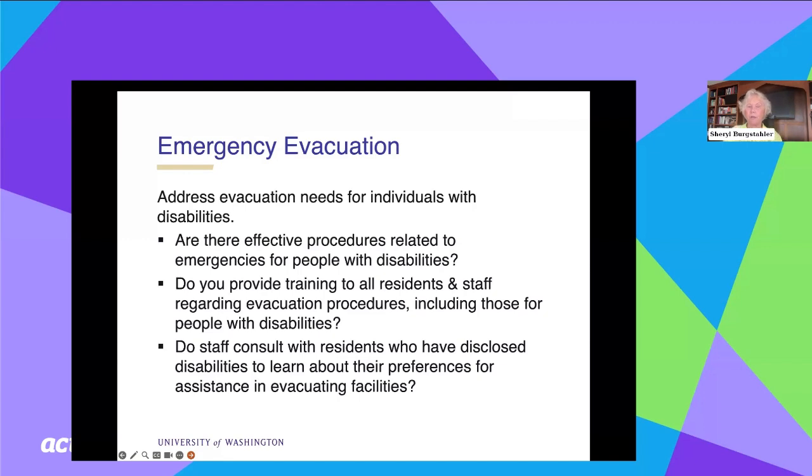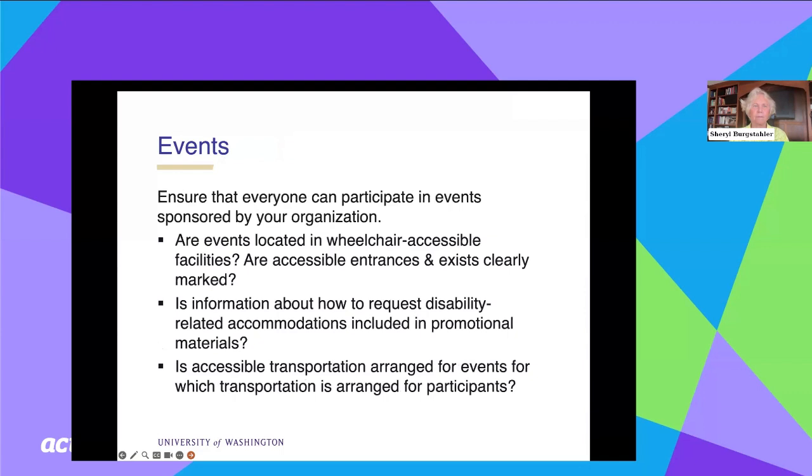And do staff consult with residents who have disclosed disabilities to learn about their preferences? For one thing, you can learn from that, and maybe you can revise your practices to be more specific. People from the fire department and other emergency people can also provide you some ideas, and the Disability Services Office as well. Then there are events like the one today, and some in person, of course.